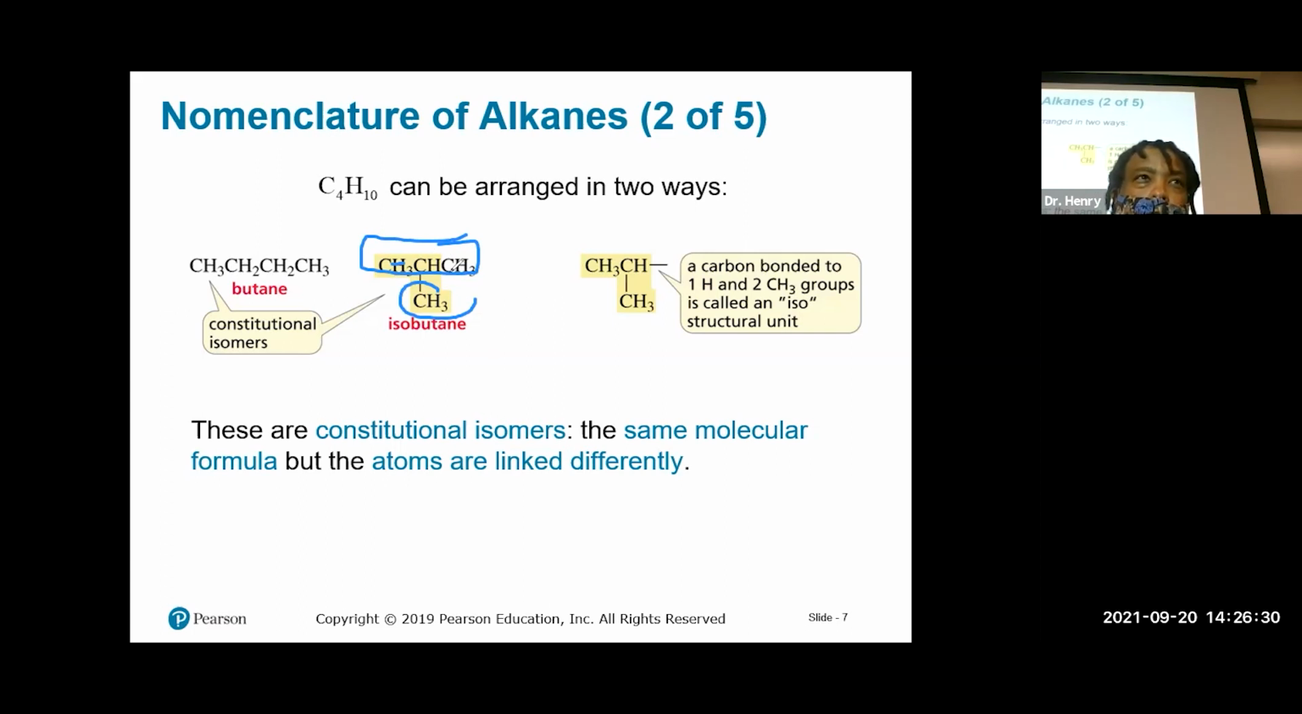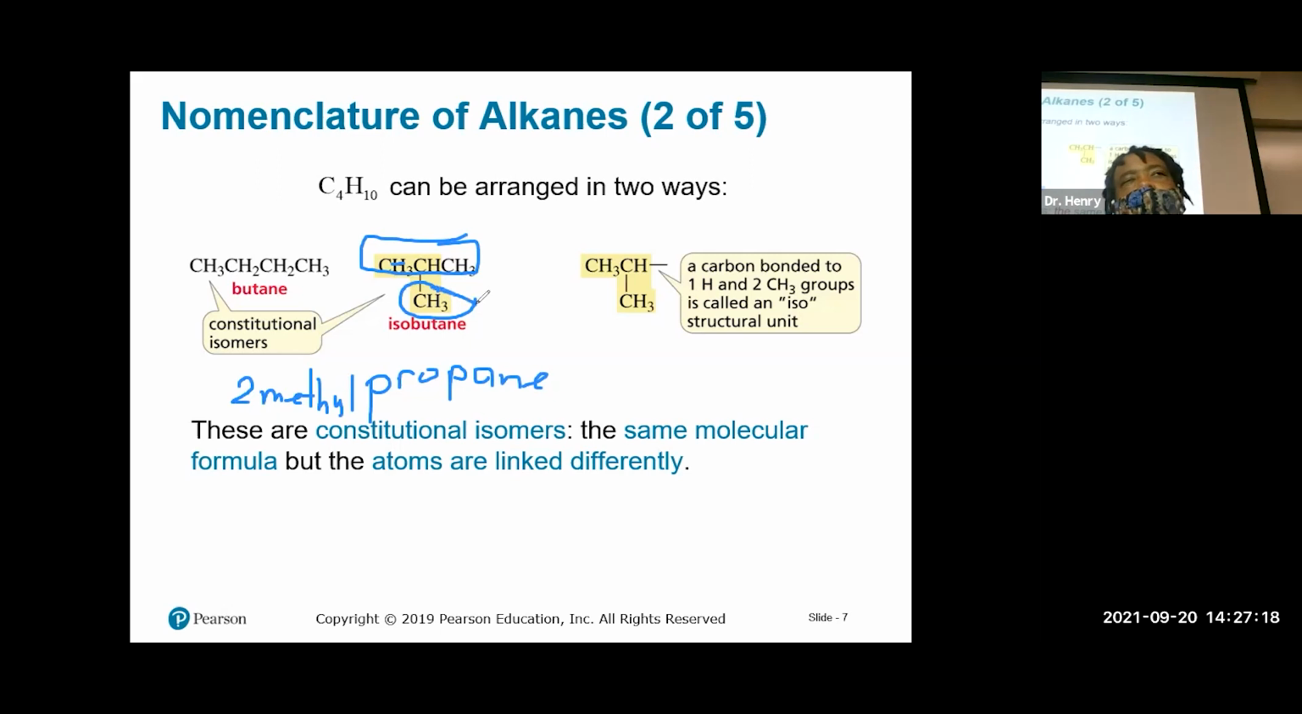This guy could also be called 1, 2, 3. What was a 3-carbon chain called? Propyl. So it's propane. That would be the parent chain. And then it has a single carbon hanging off of it, and that's on the second carbon. So then you would call it 2-methylpropane. 2-methylpropane.